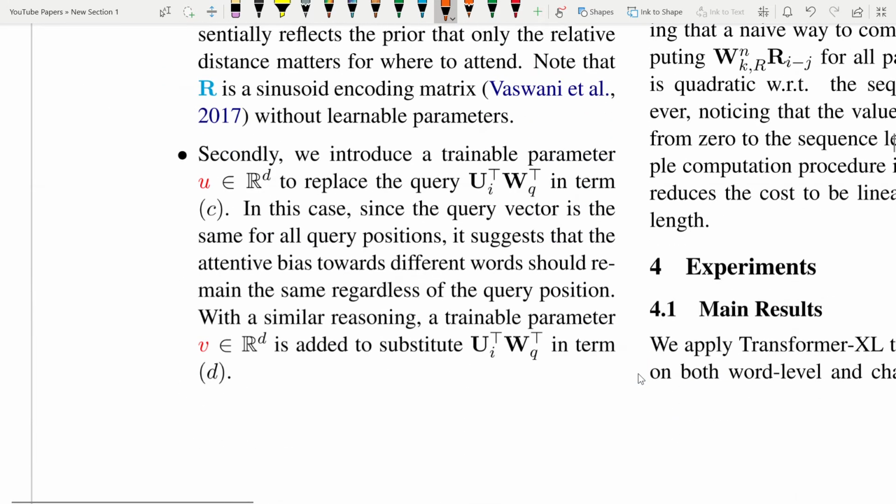So over this part is a bit tricky. At least I found it a bit tricky. So secondly, we introduce a trainable parameter u that belongs to R^d. So basically they are just removing this particular i over here. They are replacing the query Ui transpose WQ. So I didn't really understand this wholly, but their argument is the query vector is the same for all query positions. So it suggests that the attentive bias towards different words should remain the same regardless of the query position. So regardless of i, basically what they mean to say is regardless of i, you would like to keep the same vector. So it won't depend on i anymore.